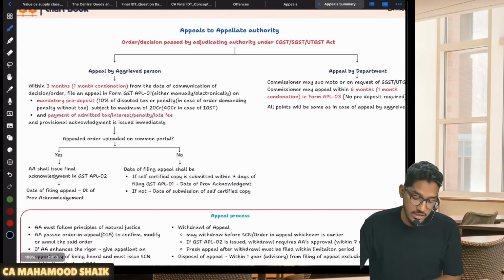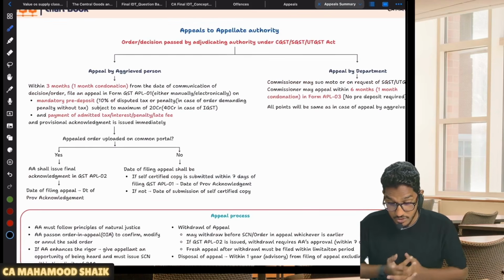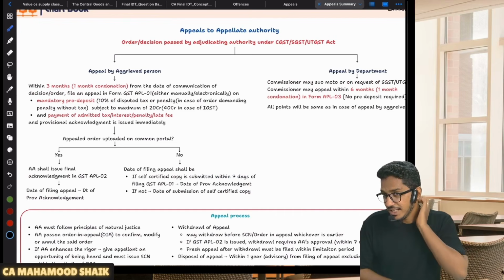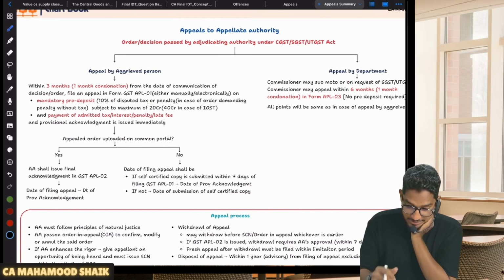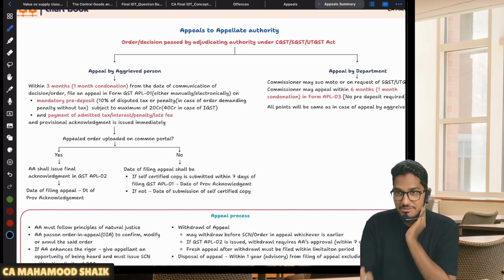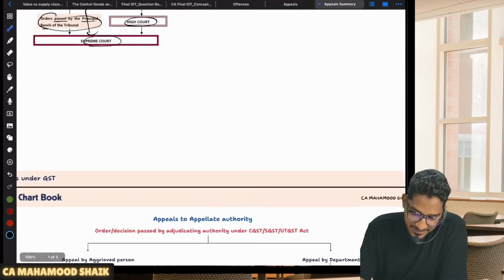These two charts alone took me somewhere around 2.5 to 3 hours. Last night I slept at 3 a.m., sorry, morning 3 I have slept. So now I have to finish this class and go and sleep. That is my first target. So let us see.